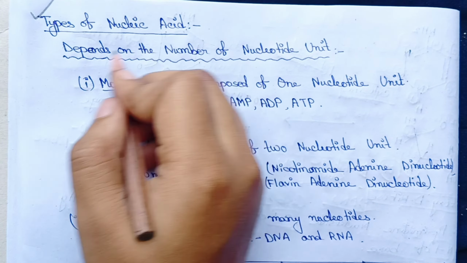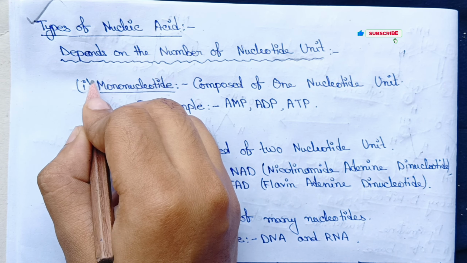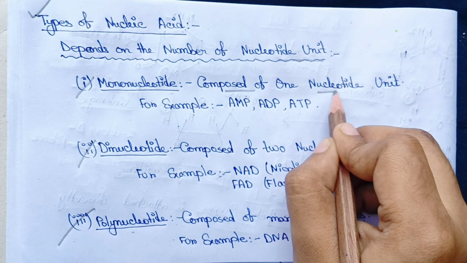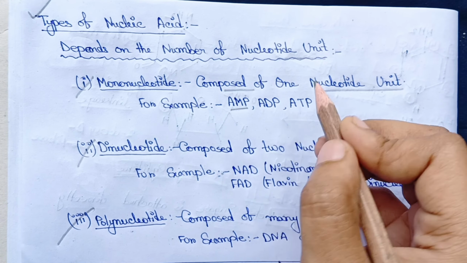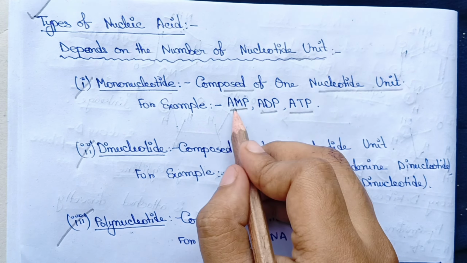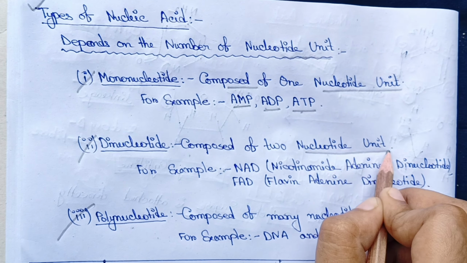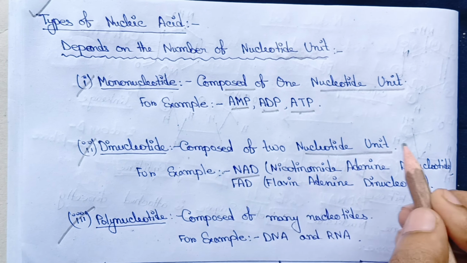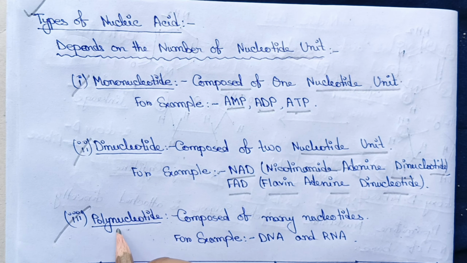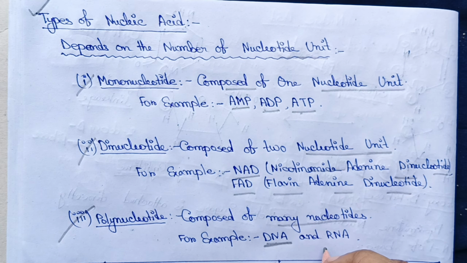The types of nucleic acid depend on the number of nucleotide units. It can be divided into three types: mononucleotide, dinucleotide, and polynucleotide. Mononucleotide is composed of one nucleotide, and examples are adenosine monophosphate, adenosine diphosphate, adenosine triphosphate: AMP, ADP, ATP. Dinucleotide is composed of two nucleotide units. Examples are NAD, nicotinamide adenine dinucleotide, and FAD, flavin adenine dinucleotide. Polynucleotide is composed of many nucleotides, and examples are DNA and RNA.